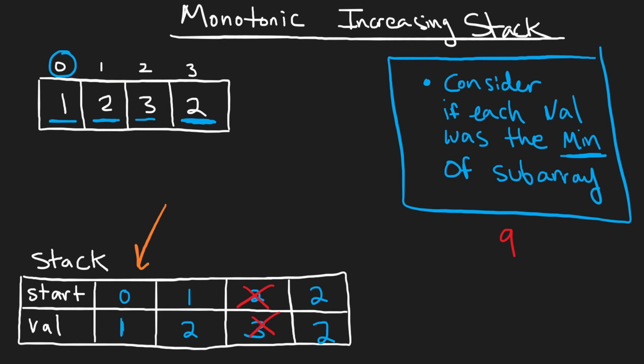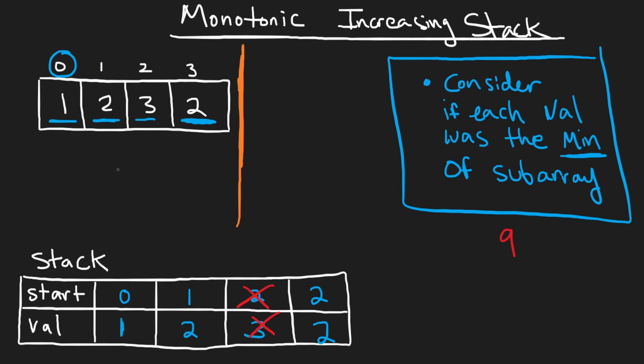But since these 3 values are still in our stack, and we know the start values of all of them, for 1, it starts at index 0. For 2, it starts at index 1. But what's the end value for these? Technically, since we were able to get to the entire end of the input array, the end is just going to be the end of the input array.